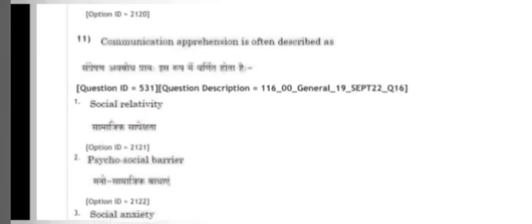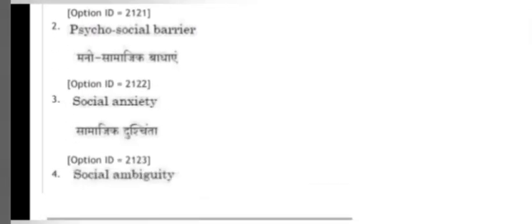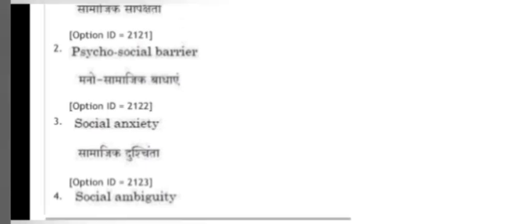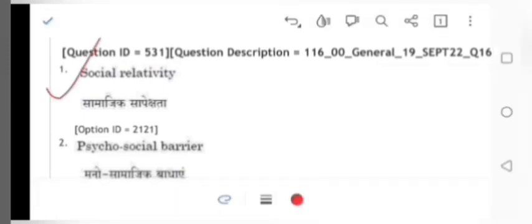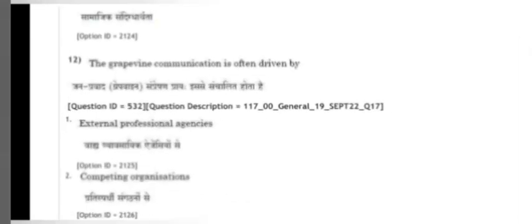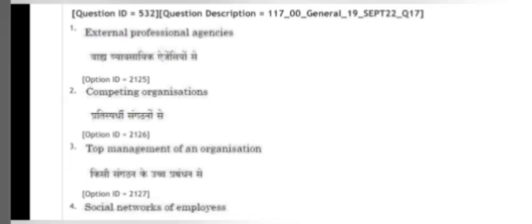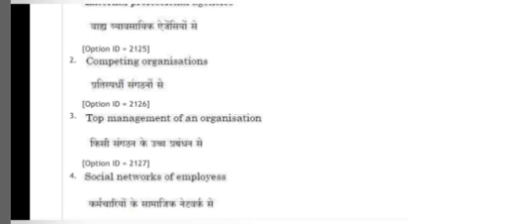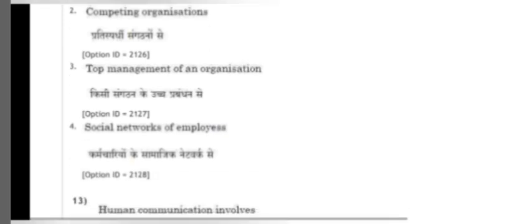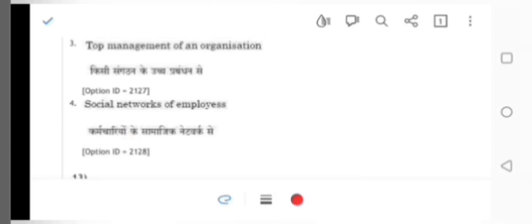Next is, communication apprehension is often described as what? Social relativity, psychosocial barrier, social anxiety, social ambiguity. It will be social relativity. Next, the grapevine communication is often driven by what? External professional agencies, competing organizations, top management of an organization, social networks of employees. It will be social networks of employees.